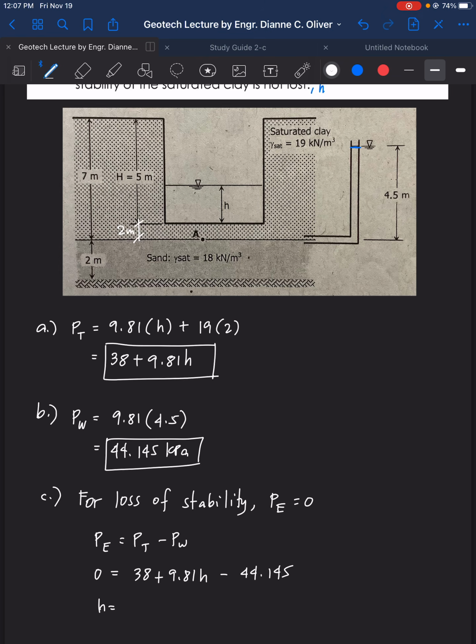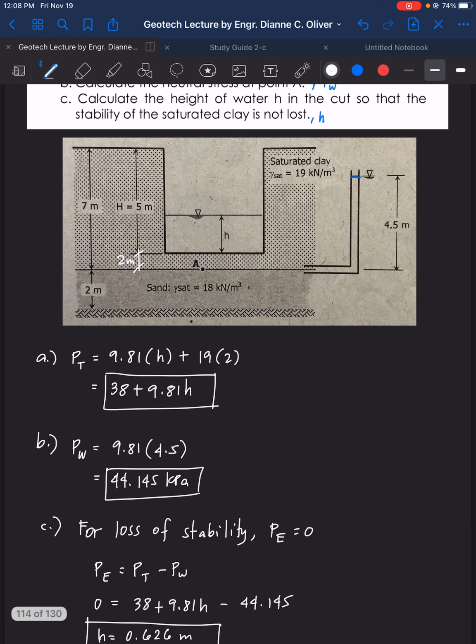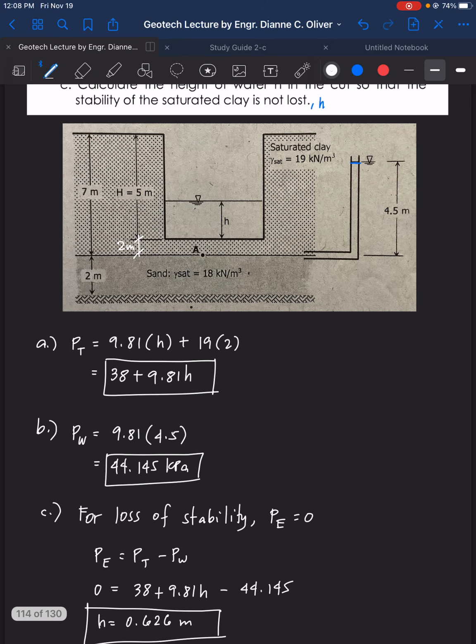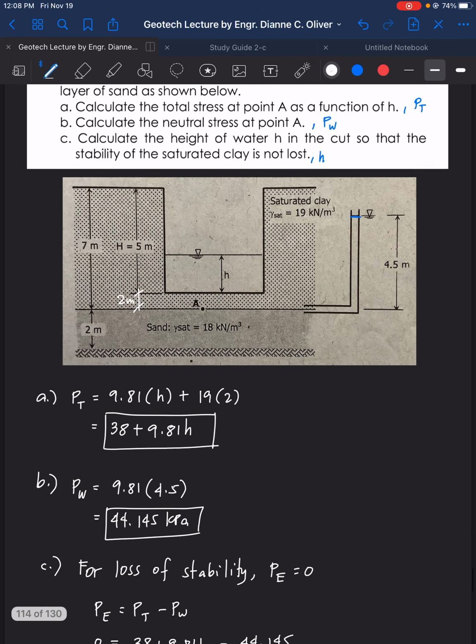So H now is equal to 44.145 minus 38 divided by 9.81. So we got there 0.626 meter. H is equal to 0.626 meter, so that the soil is stable. Okay, so if H goes up higher, then the stability will be lost. Right? So that's for number 10.